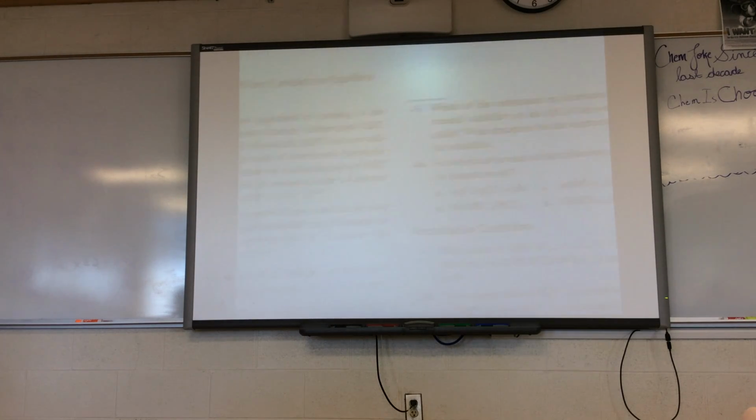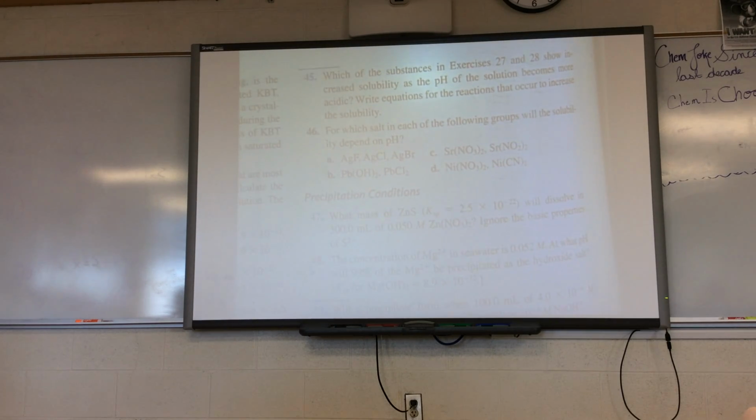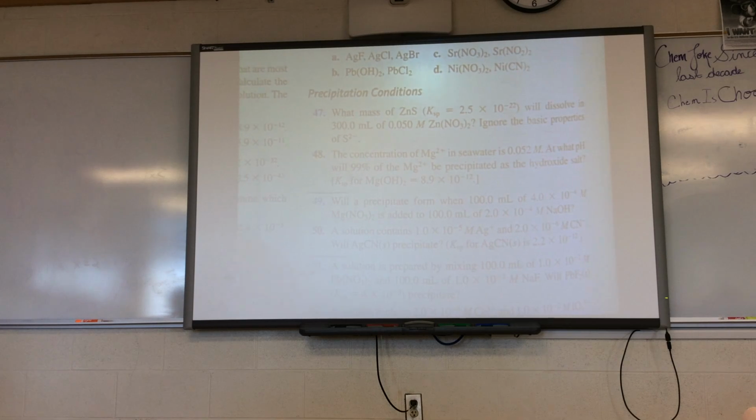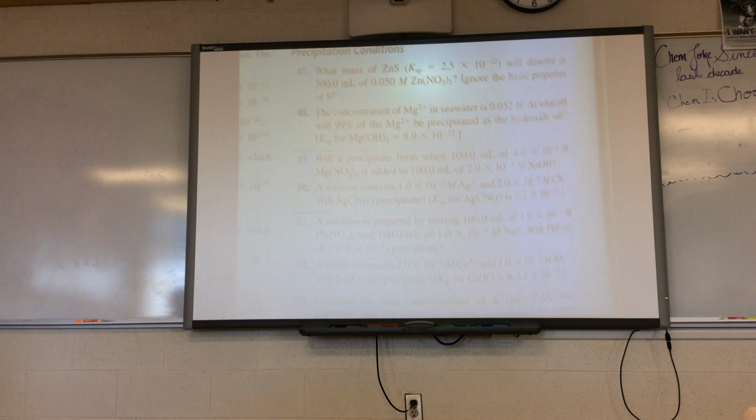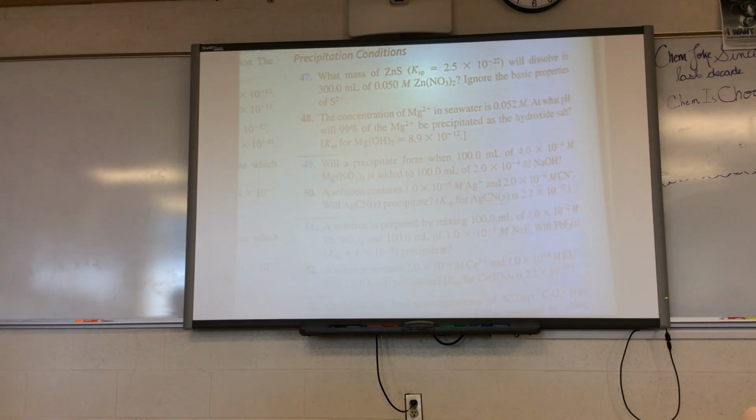But when you get to the second page of the homework problems, there's going to be a section that says precipitation conditions. Take a look at what they're asking you to do. Number 47 and 48, that's just finding the concentration with the common ion effect.